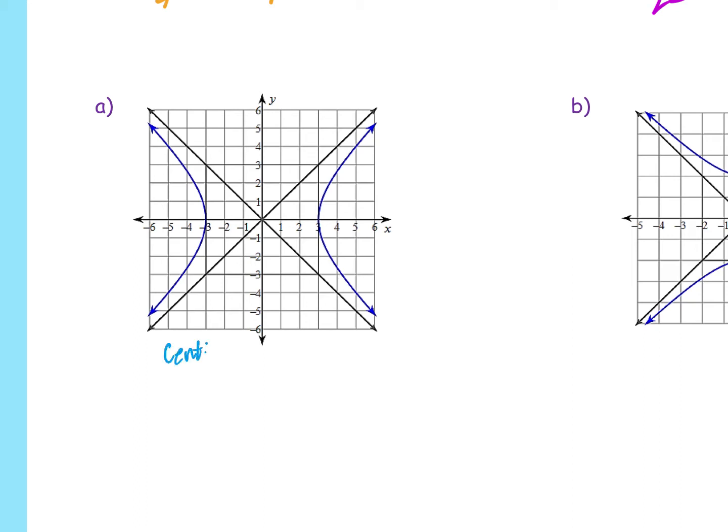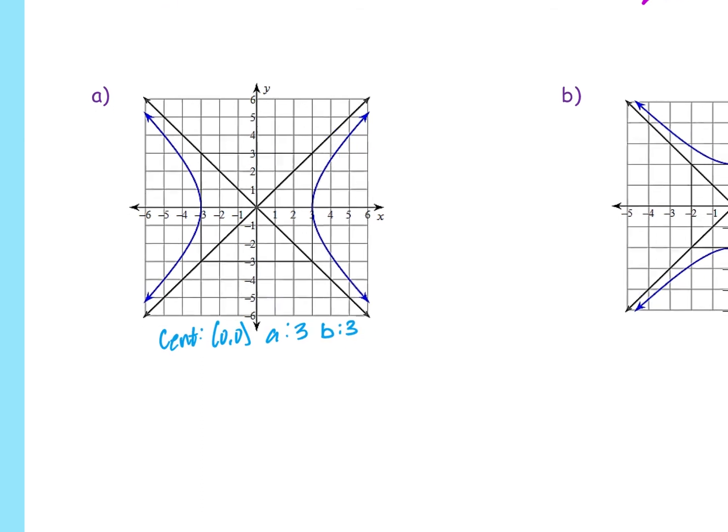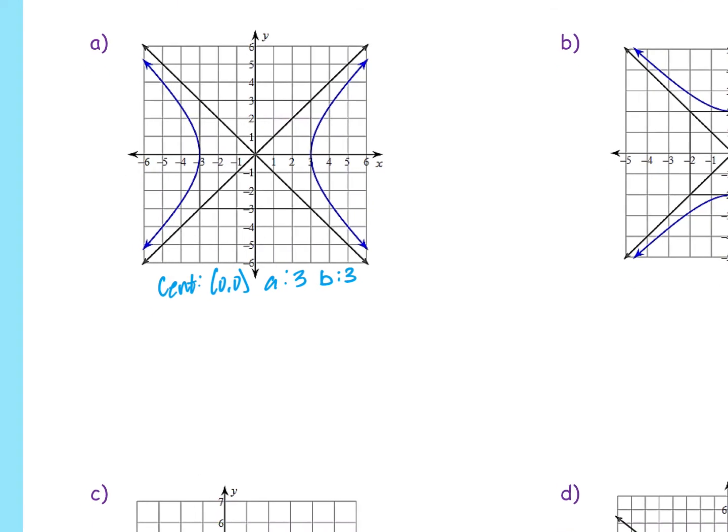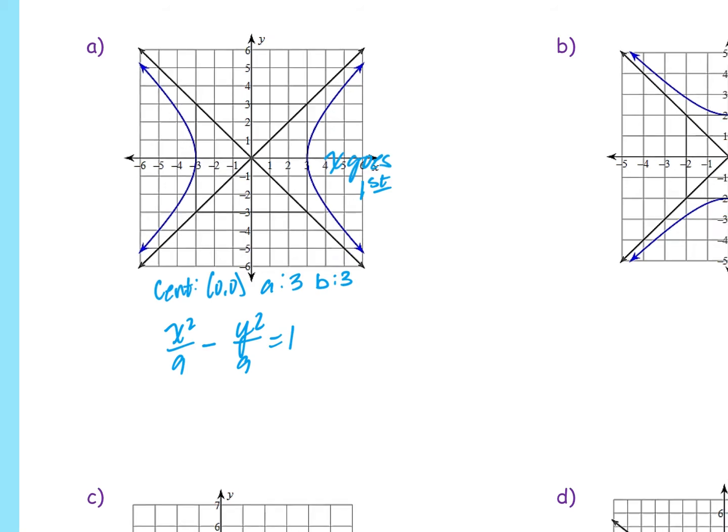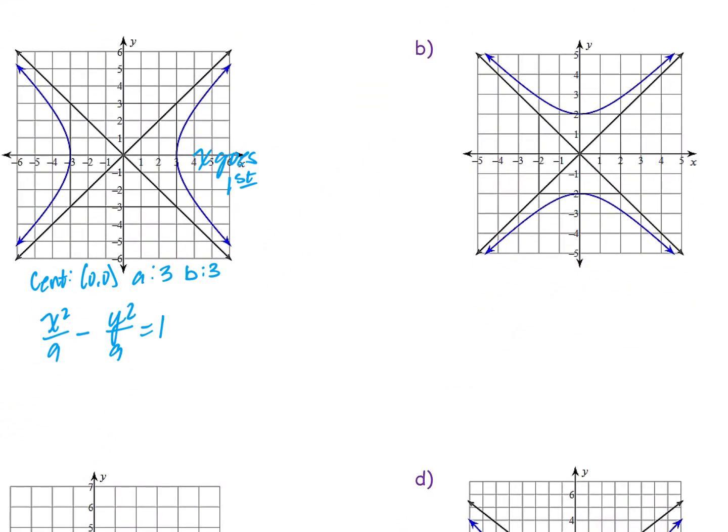My center is at 0, 0. A is 3, and B is 3. So, and it's opening around my x-axis. So I've got x² over 9 minus y² over 9 equals 1. Okay, to do minus. Whew.